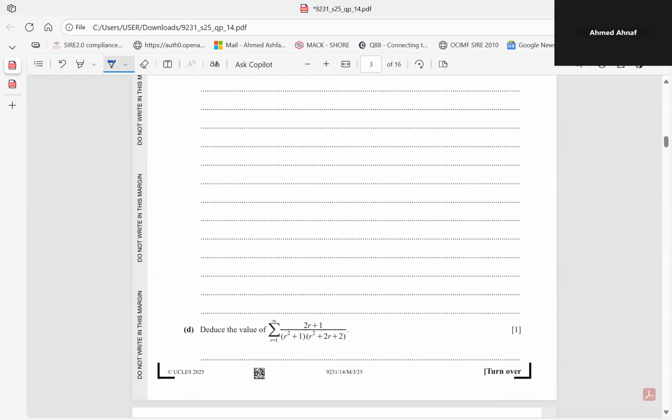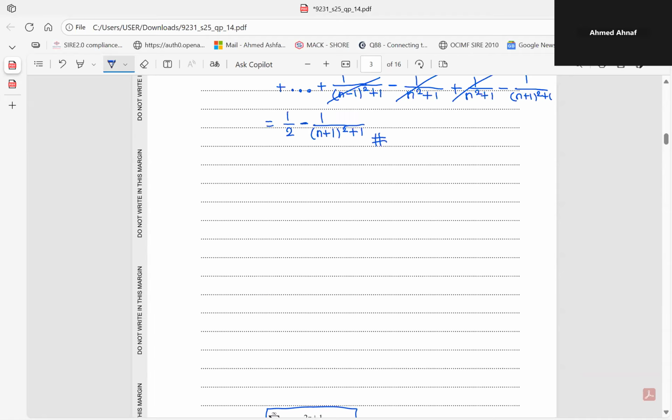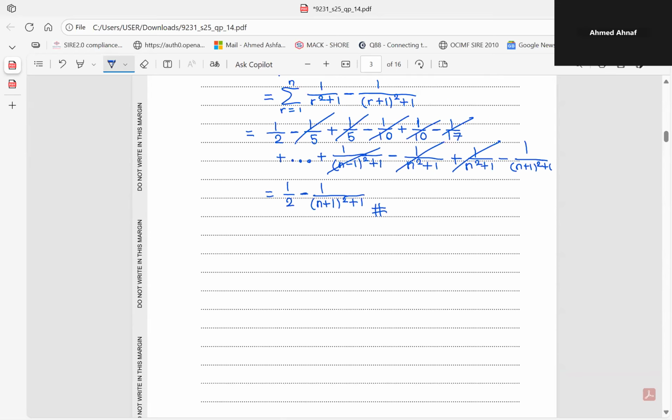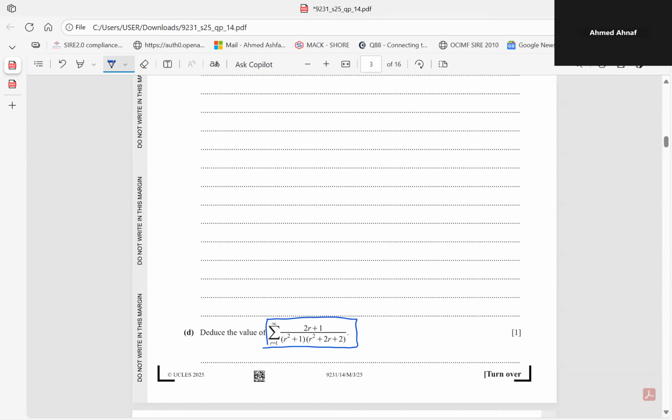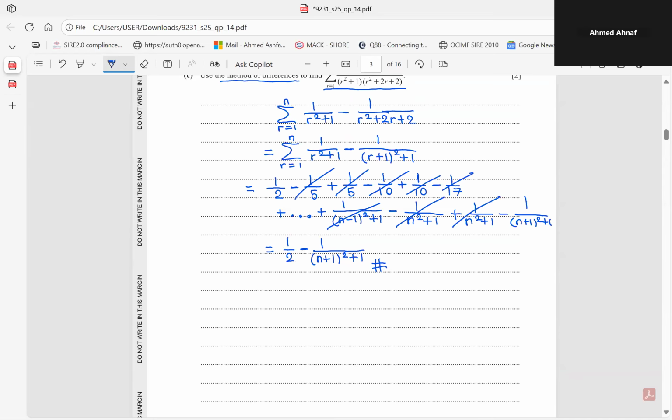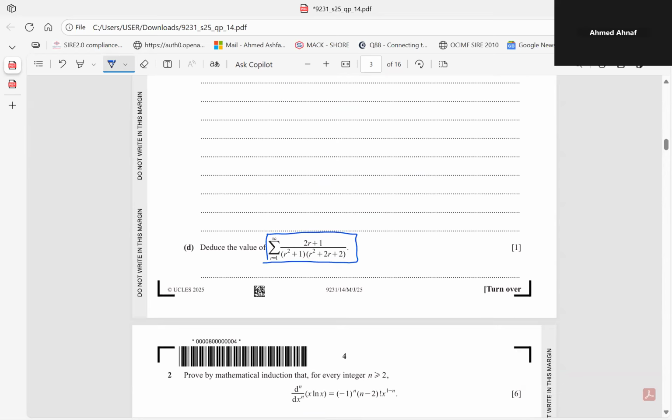Let's head on to the final part. So for this final part, we're supposed to deduce the value of this summation from r equals 1 all the way to infinity. Okay, so to do this, let's take a look at our expression for the summation from 1 all the way to n. So we can use this to find this. So we just have to find the value as n approaches infinity.